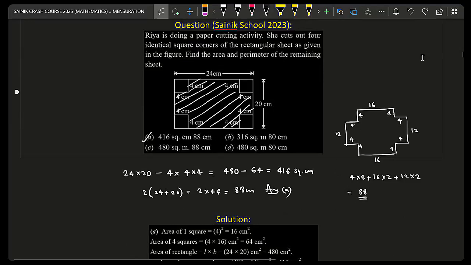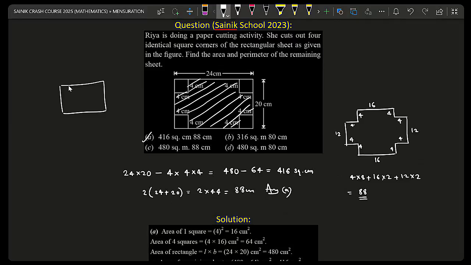See, perimeter is nothing but, there was a rectangle initially. Can you find the perimeter easily? Yes, sir. The perimeter is 2 into L plus B, right? So later I'm cutting this part out. That means from the perimeter, these two parts are removed, and in the new part, the same lengths are added to the perimeter.